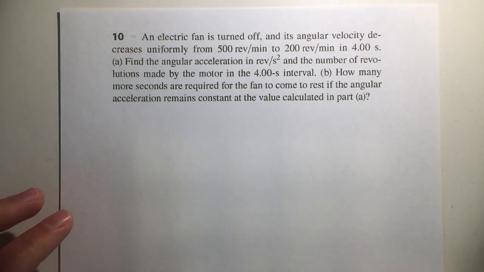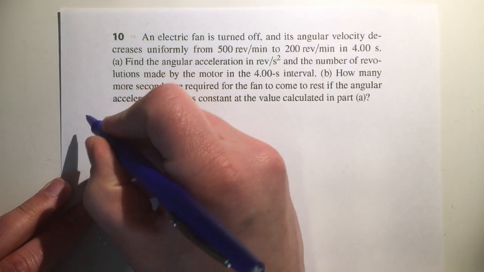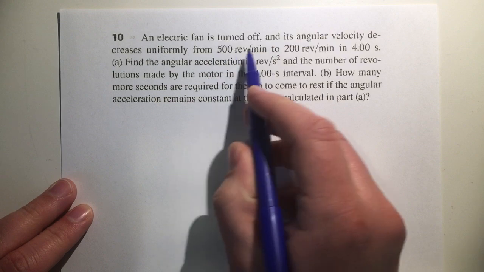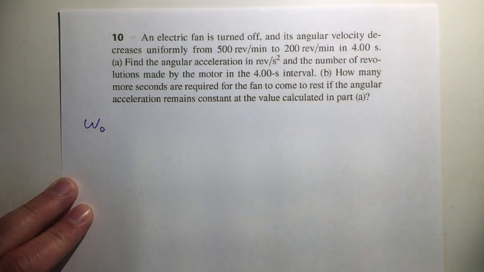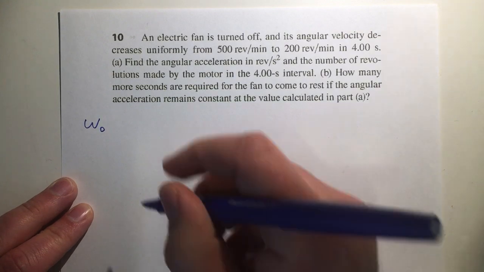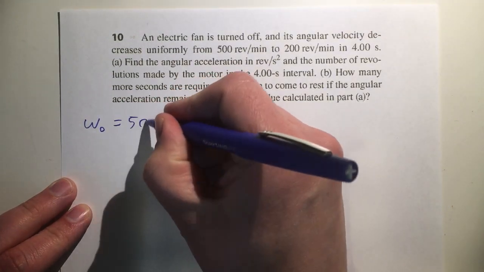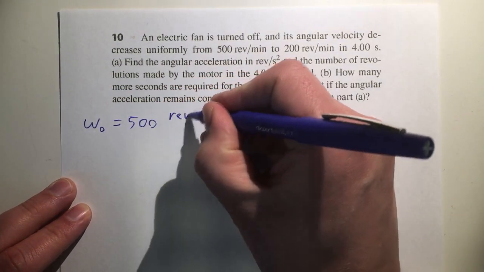Okay, so before we start anything, we should just write down our knowns as we always do. The first thing they told us is the initial angular velocity. Right, so omega naught, omega for angular velocity, naught for at time equals 0, is equal to 500 revolutions per minute.